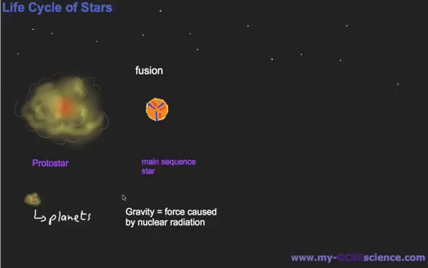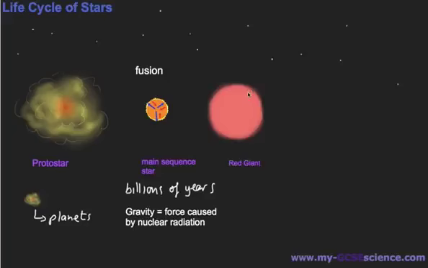Now what can happen is the star can start to run out of the fuel that it uses, this hydrogen, and it does often take billions of years for this to happen. So it stays in this sequence for billions of years, but eventually that hydrogen will start running out and these fusion reactions become less and less, and the next stage for this star is the swelling into what we call a red giant. This is when the star is approaching the end of its life cycle.